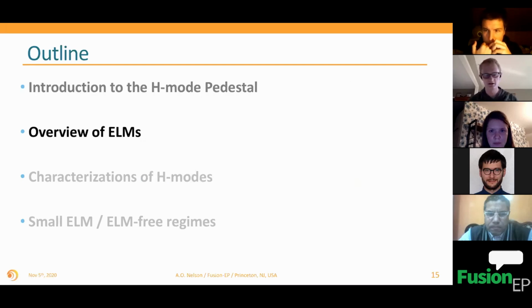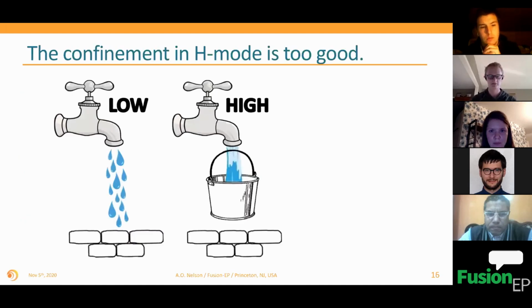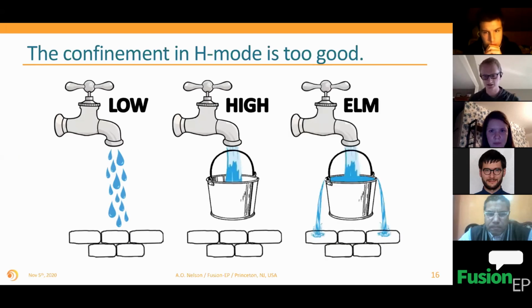So moving on, let's talk a little bit about ELMs. Right, we have this bucket, and if we thought about this bucket in real life, what would happen if you turned on a faucet and held a bucket under it? Eventually, the bucket would overflow. And this event is called, in tokamaks, an ELM event.